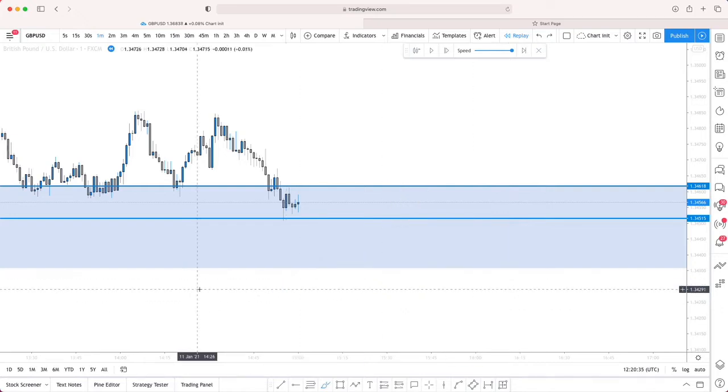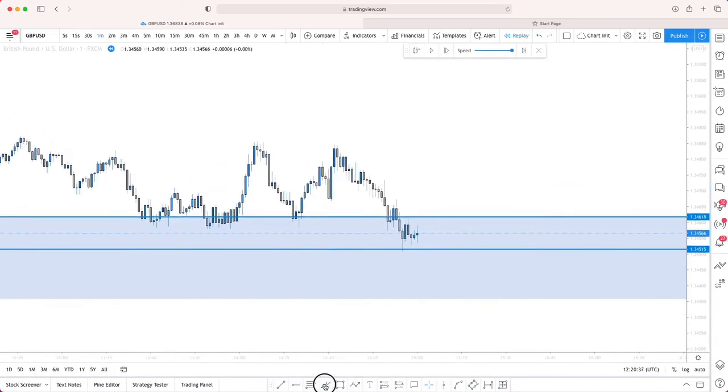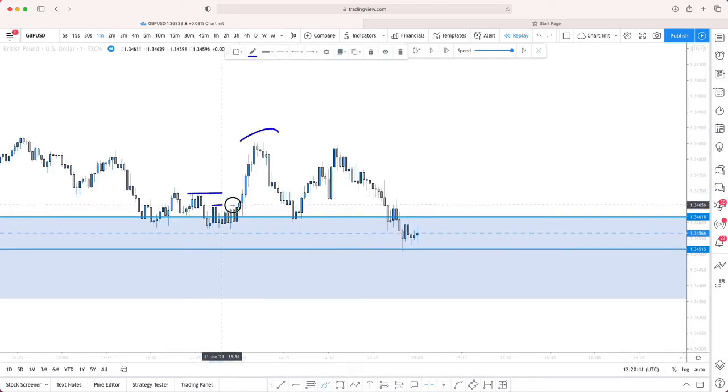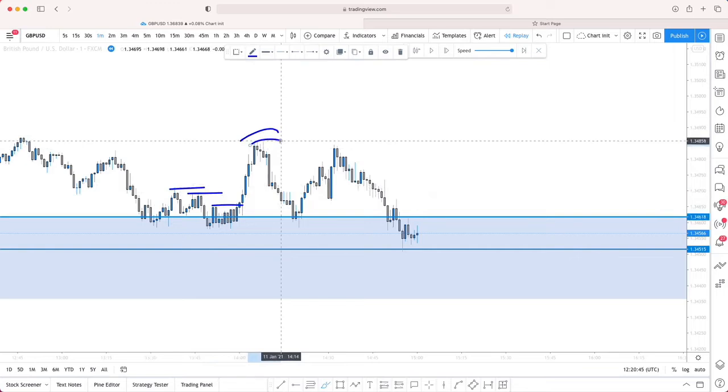So if we're thinking about it from this perspective, what can we see? So here we have this impulse, right? It clearly breaks structure, right? And yes, we can probably think that price is going bullish at this point. But is price confirmed as a bullish trend? No, because we don't have a successful retrace which breaks the structure just yet.